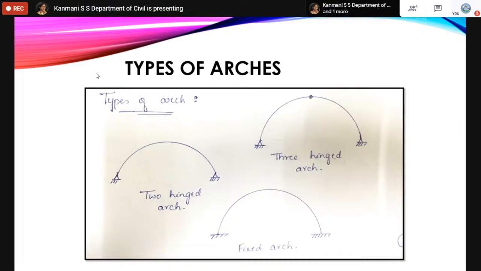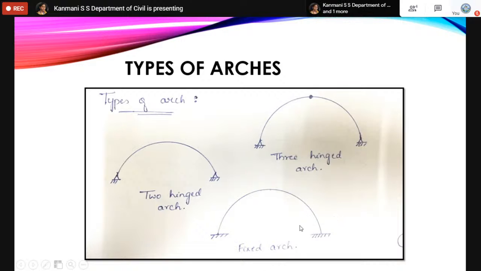There are three main types of arches. I don't say these are the only types of arches available. I have considered only three main types, among which one is the two-hinged arch, where the hinges are provided only at the abutments. Then we have a three-hinged arch, where the hinges are provided at the abutments and the crown point. And the last one is a fixed arch, where the abutments are provided with fixed supports.